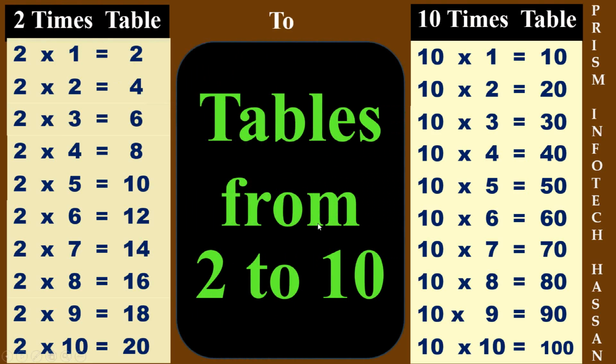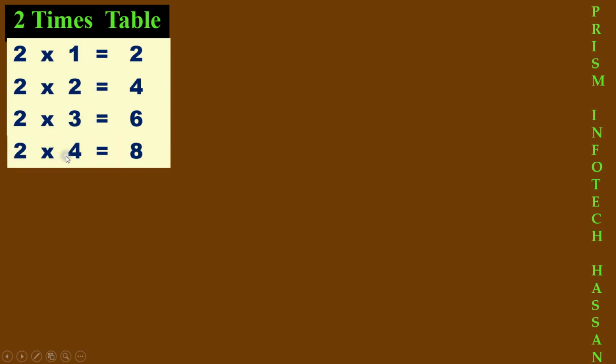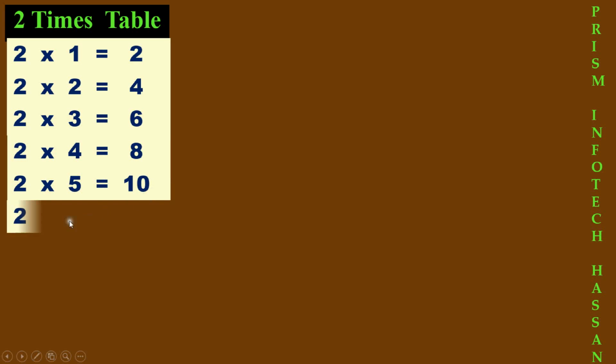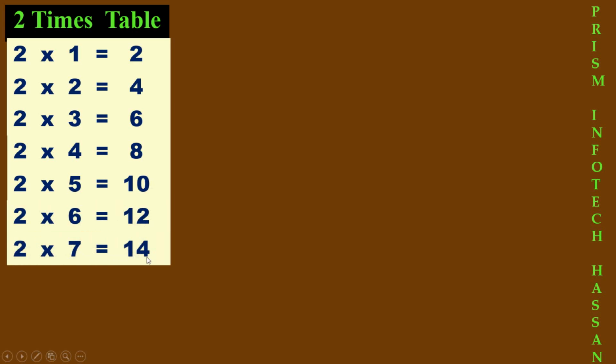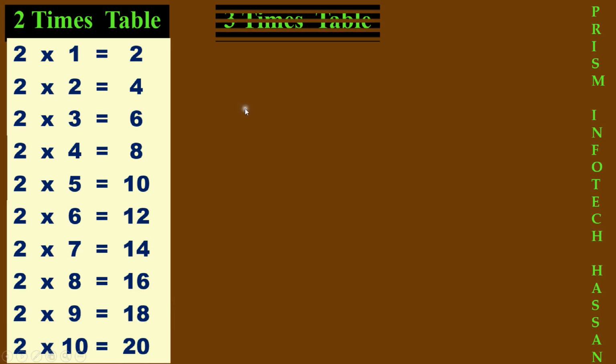Tables from 2 to 10. 2 times table. 2 times 1 is 2. 2 times 2 is 4. 2 times 3 is 6. 2 times 4 is 8. 2 times 5 is 10. 2 times 6 is 12. 2 times 7 is 14. 2 times 8 is 16. 2 times 9 is 18. 2 times 10 is 20.